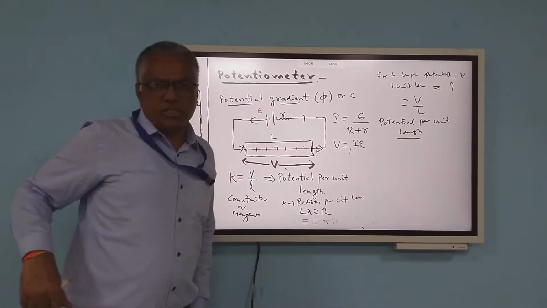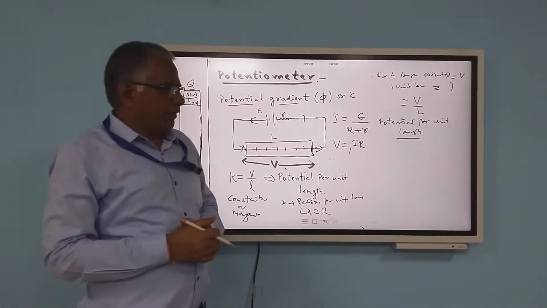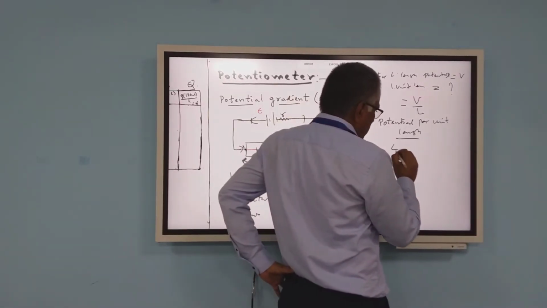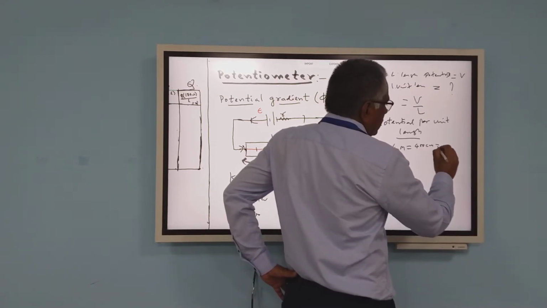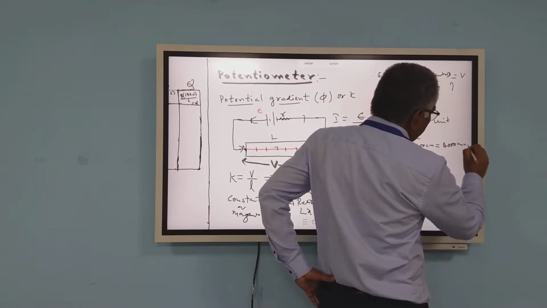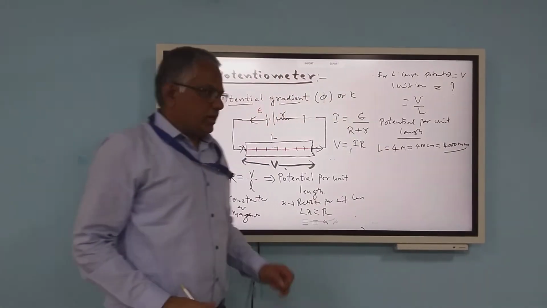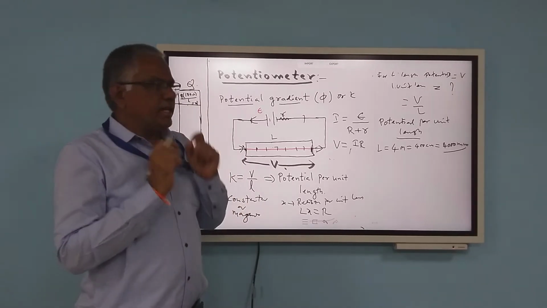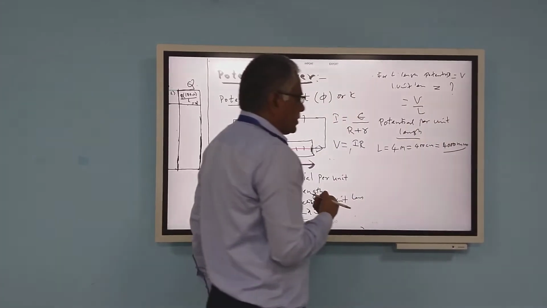How to find out this potential gradient? Suppose let us take this is a 4 meter length of the wire. Means 4 meter is equal to 400 centimeter is equal to 4000 millimeter. The length of the wire capital L is equal to this. The separation between the two lines will be equal to 1 millimeter. For 4000 millimeter, V is the potential.